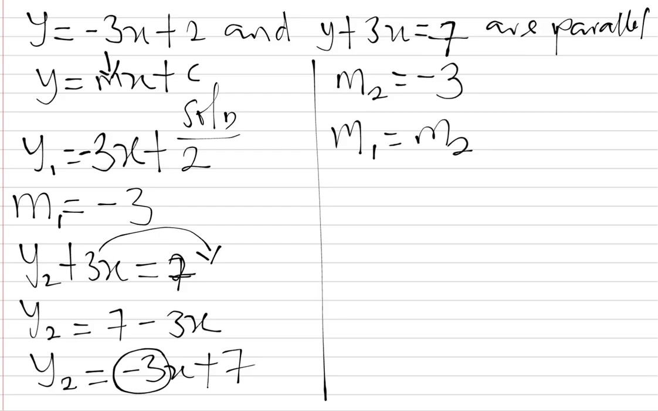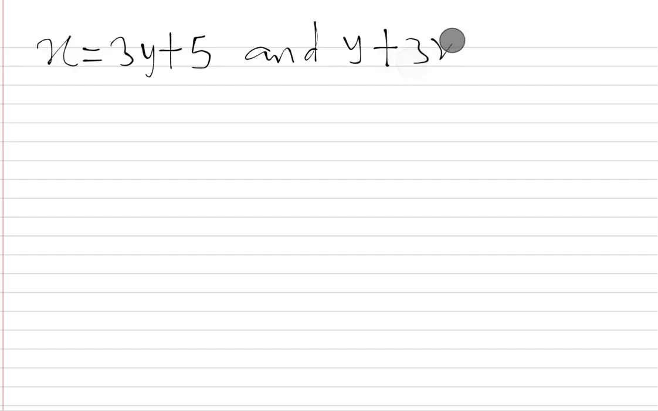All right. So now let's see another question. Let's say they want us to find if these lines are parallel. So we have the first one, x equals 3y plus 5, and we want to check if they are parallel or perpendicular, and y plus 3x equals 2. Yes, we want to show whether these ones are parallel or perpendicular.